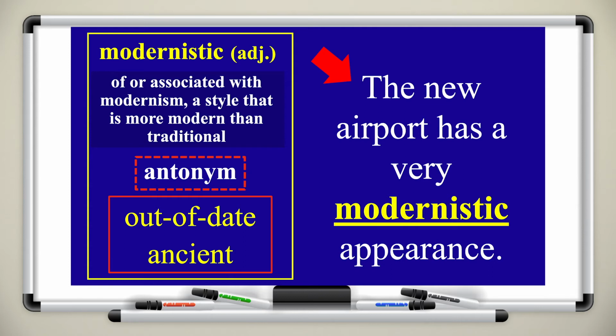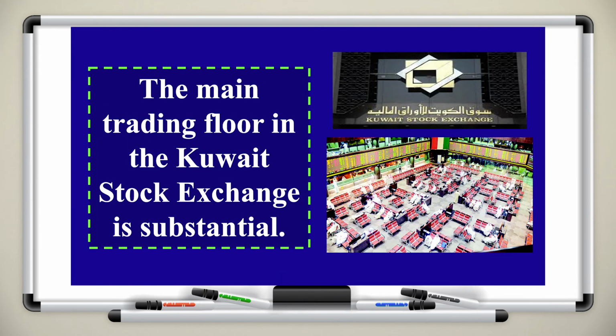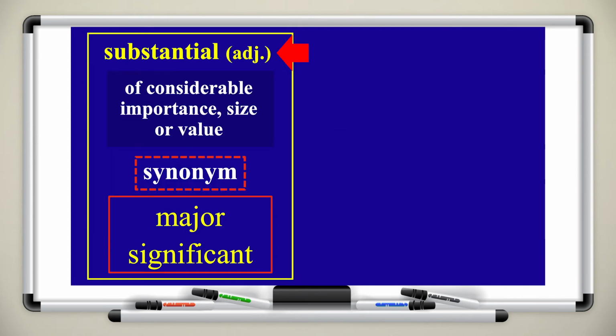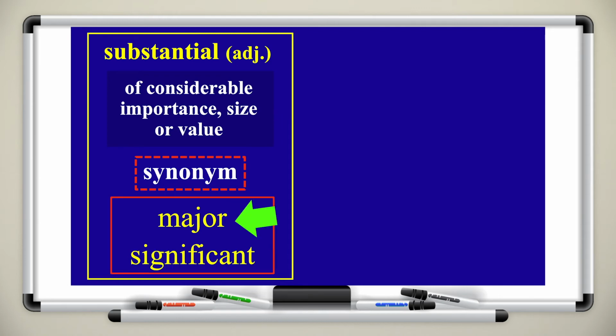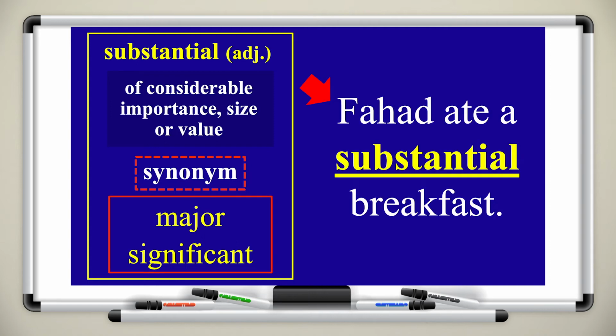It looks very modern. Now, when it comes to the Kuwait Stock Exchange, the main trading floor in it is substantial. So what do you think the word substantial means? It's an adjective, and it means of considerable importance, size, or value. Another word for substantial is major and significant. For example, Fahad ate a substantial breakfast. It means a large or a major breakfast.